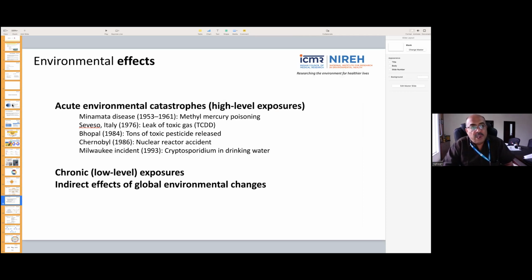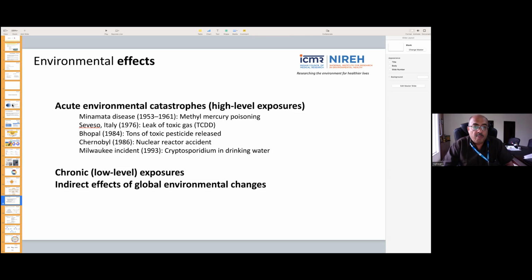The effects which these environmental pollutants will have can take any proportion. There have been instances of acute environmental catastrophe. There are certain examples: Minamata disease for methyl mercury poisoning, or the TCDD leak, or the Bhopal gas disaster, or the nuclear incident which took place in Chernobyl, or the cryptosporidium outbreak which occurred in Milwaukee. These are some of the examples of the catastrophic nature of environmental conditions.